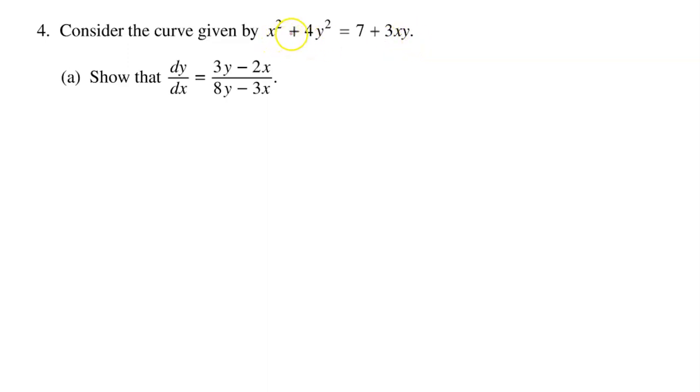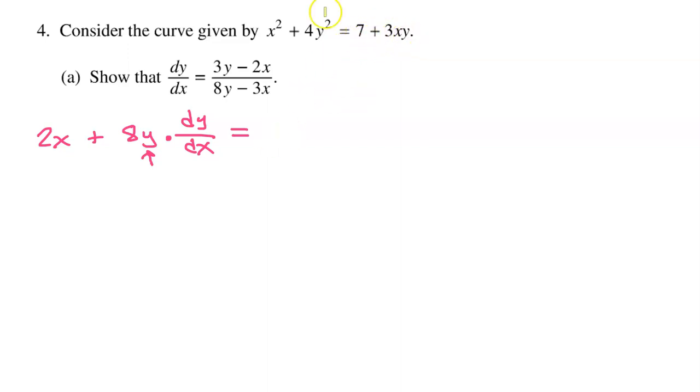So let's take the derivative of both sides of the equation with respect to x. Remember, when we are dealing with a factor or a term that involves y, we will have to use the chain rule. So the derivative of x squared is 2x. And then the derivative of 4y squared is going to be 8y using the power rule. But then, because this is not an x, we need to multiply by the derivative of the inner function, which means we have to multiply by dy/dx. The derivative of a constant is 0, so that's gone.